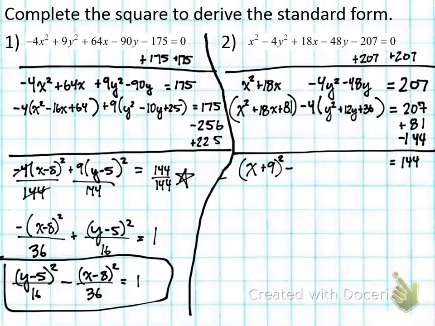What about this next one? What would this y term be factored as? Negative 4 times y plus 6? Good, negative 4 times y plus 6 squared. Okay, this is the star step now.